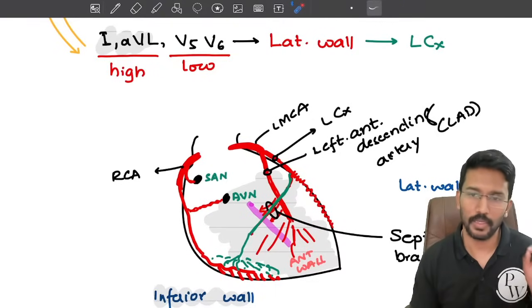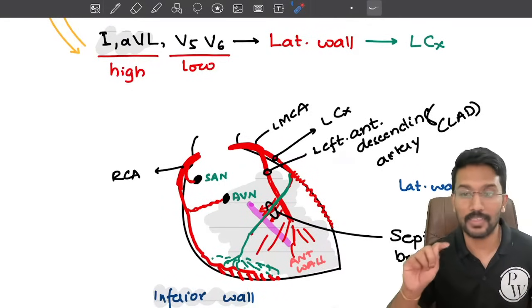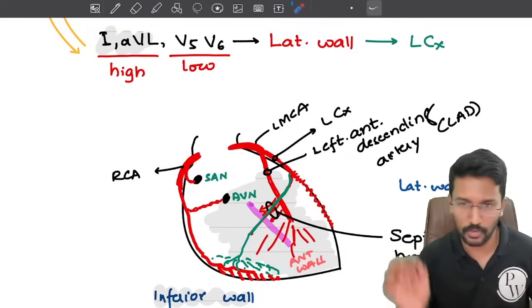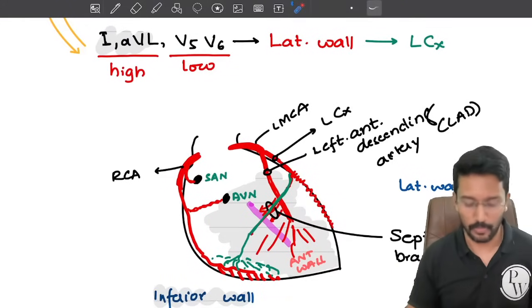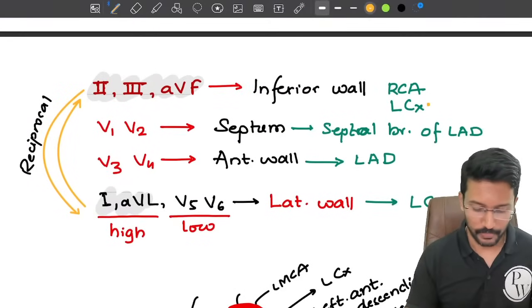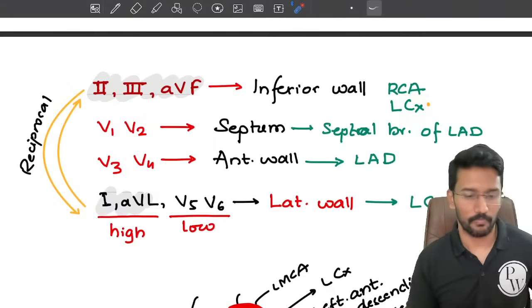So your answer should be right coronary artery, because questions are framed in such a way that they ask what is the most likely cause; a question never says it is the only cause. The most likely cause for inferior MI will be occlusion of the RCA, because the RCA is responsible for 80% of the blood supply, right? Only in 20% it will be the left circumflex.